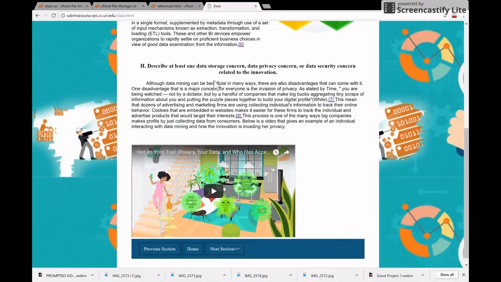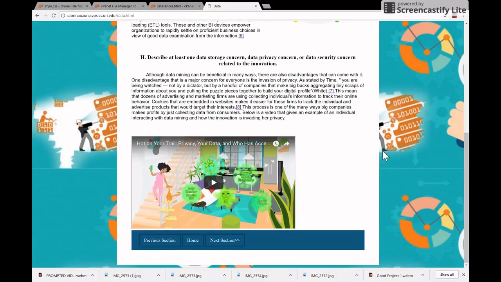And finally, describe at least one data storage concern, data privacy concern, or data security concern related to the innovation. There can be disadvantages to data mining, one being an invasion of privacy. Every time a person does a web search, or even something as simple as swiping a credit card, information is collected. Collectors may use this information to enhance customers' experience, but also share information with marketers more focused on customer acquisition. The YouTube video below shows an example of what data mining can actually do.